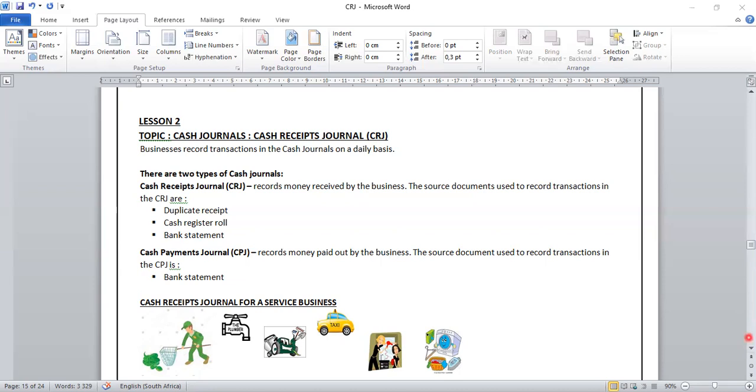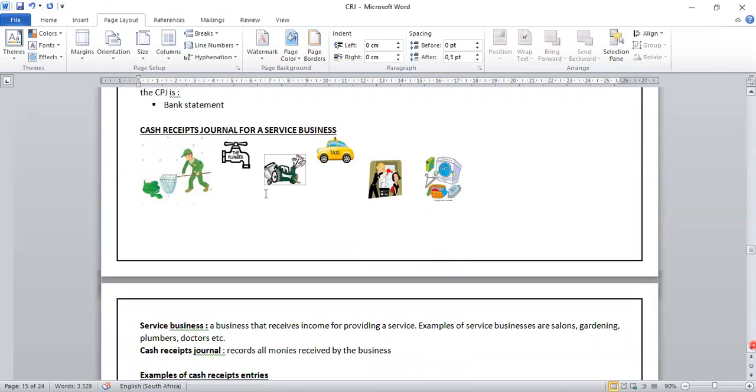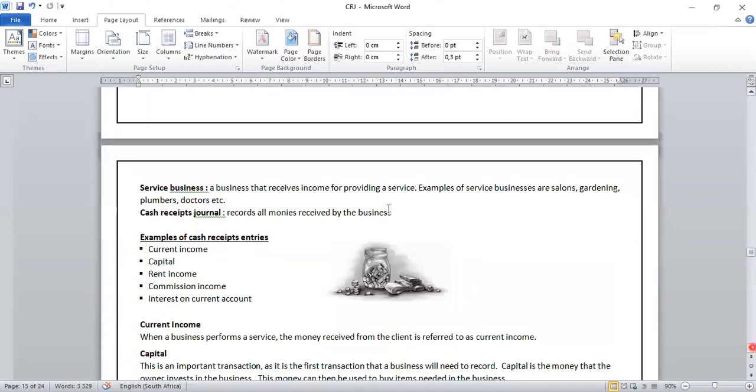Then let us take a close look at our cash receipt journal for a service business. Learners, I have some pictures here to show you some of the service businesses that we have. What is a service business? A service business is a business that receives income for providing a service. Examples of a service business are salons, gardening services, plumbers, doctors, etc.